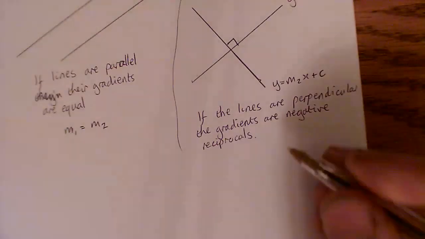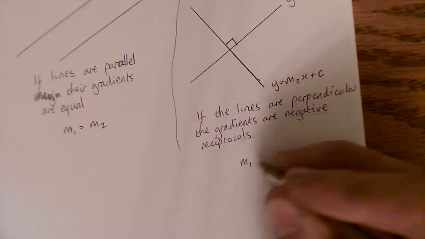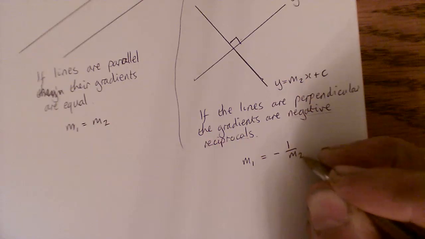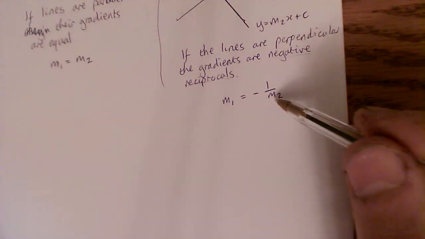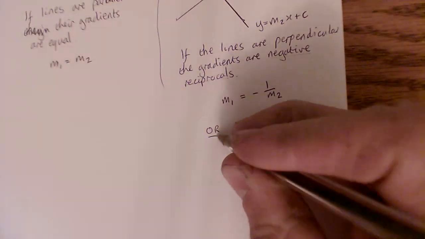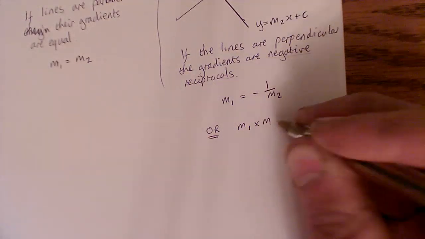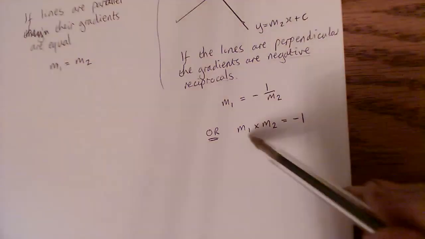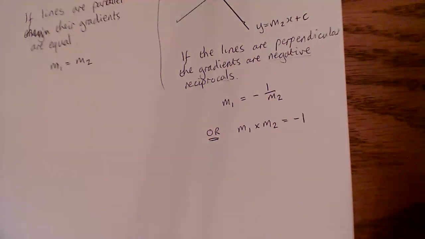Okay, now what does that mean? Well, this negative reciprocals, that's a bit of a fancy phrase. It means that m1 is equal to minus 1 over m2. There's our nice fact. There's a second way we can write this. If we multiply both sides of this equation by m2, and this is a way that we will write it a lot, m1 times m2 equals minus 1. That's something we're going to write a lot, as we're going to use this fact quite a bit.